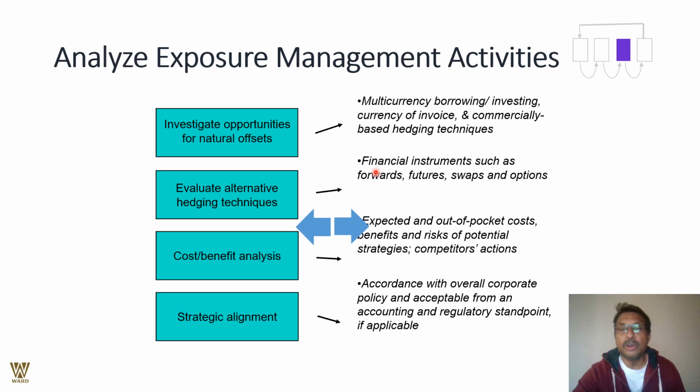Evaluating alternatives is all about financial instruments such as forwards, futures, swaps, options. Then we have cost and benefit analysis, as in expected out-of-pocket cost, benefit, risk, potential strategies. And then we have the strategic alignment according to the overall corporate policies, acceptable from an accounting and regulatory standpoint. This is what happens.